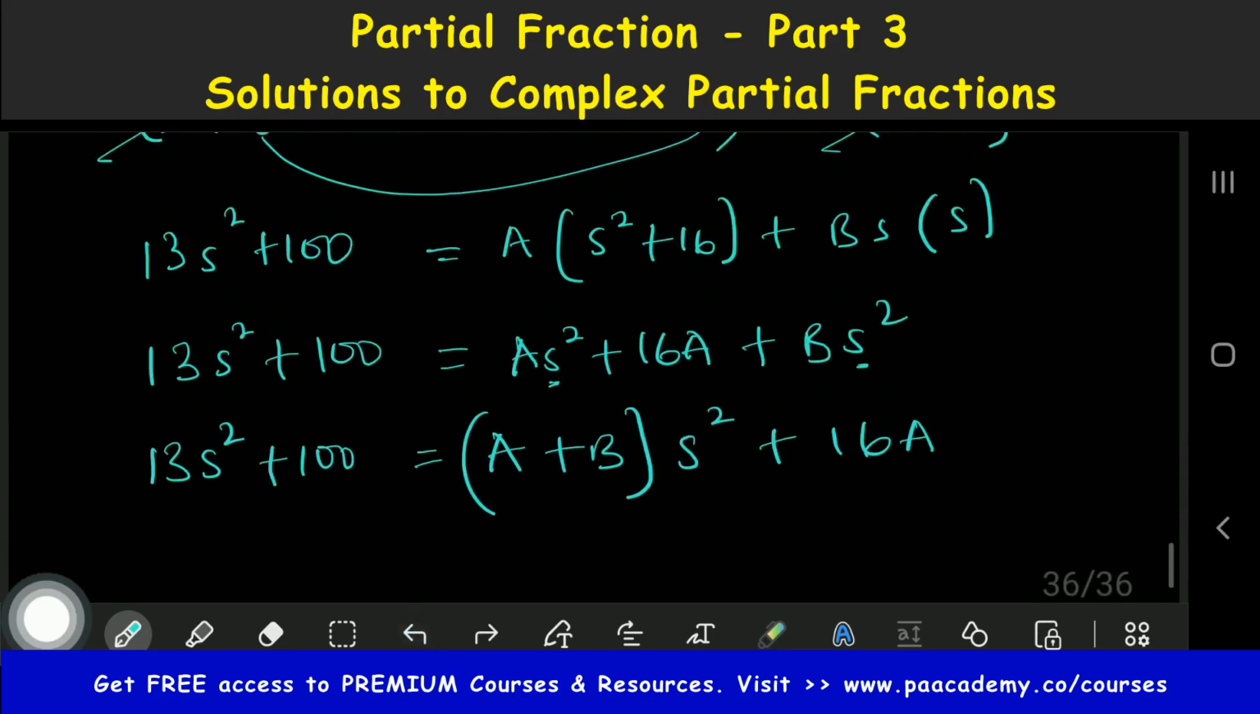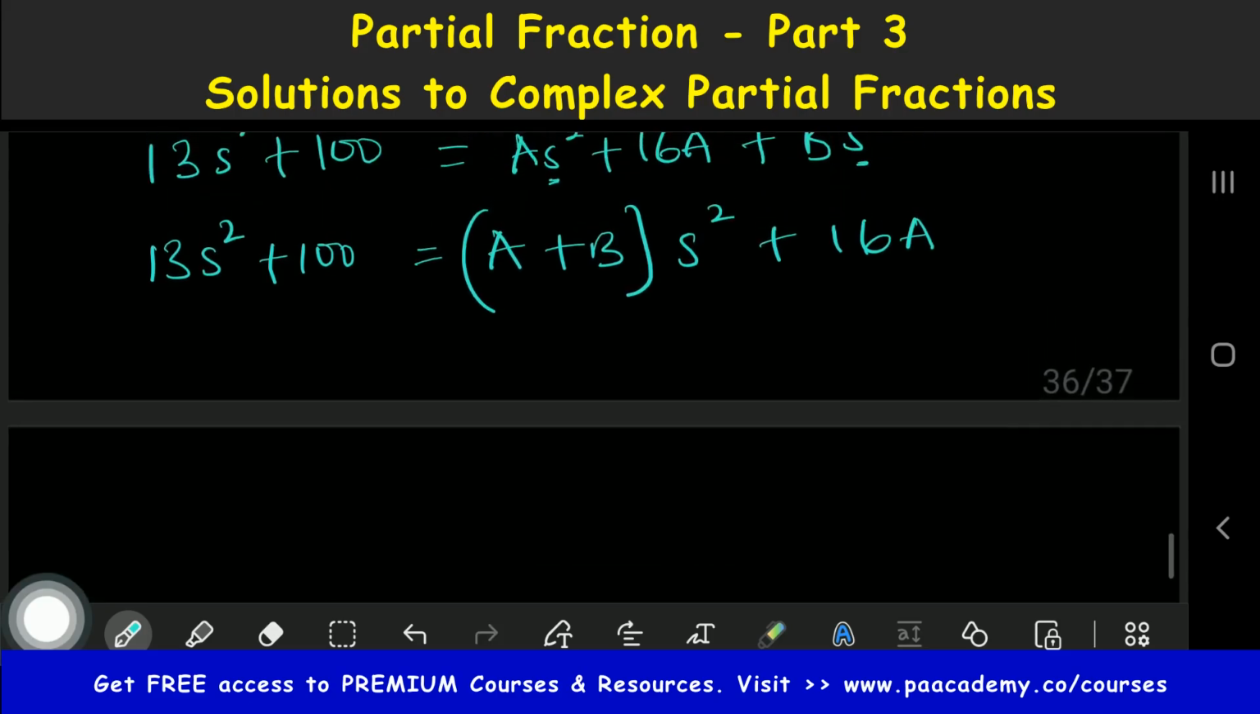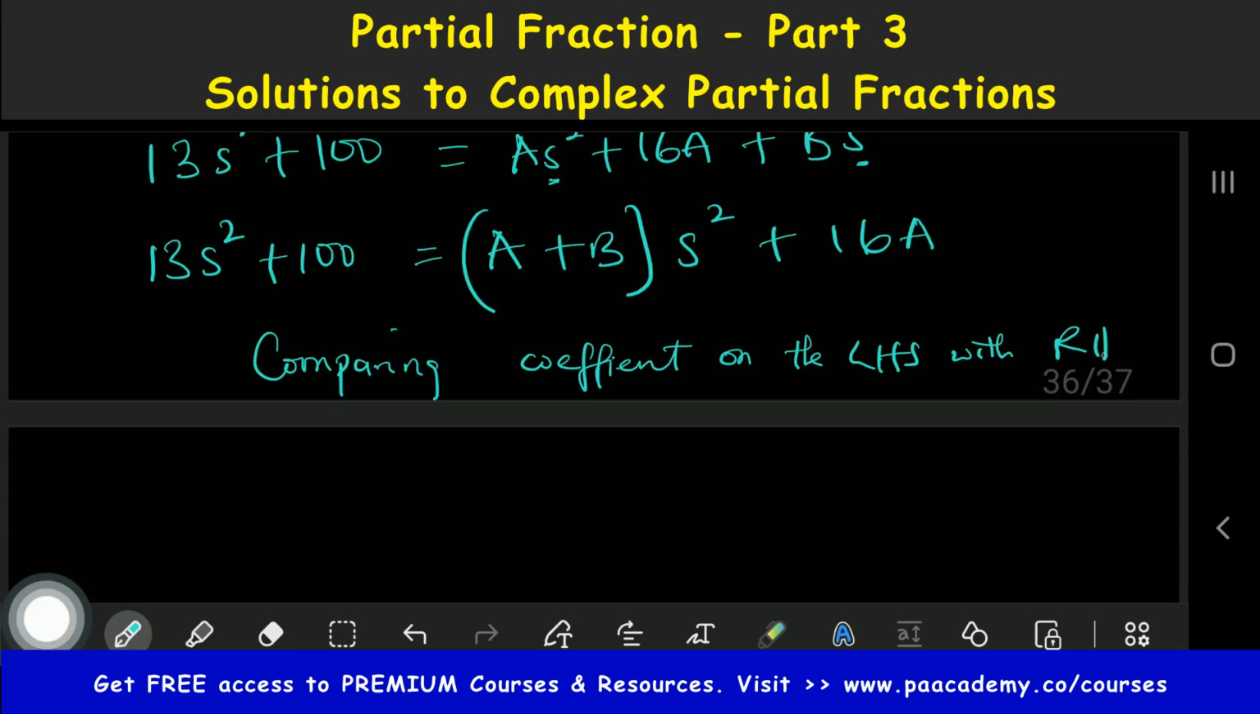Now let's do something here. At this point, we are going to compare the coefficients on the left hand side with that of the right hand side. Let me be more specific. You see that we have 13s squared here, and we also have s squared here, so we equate them to each other. We can say that A plus B equals 13. So this is our equation 1.